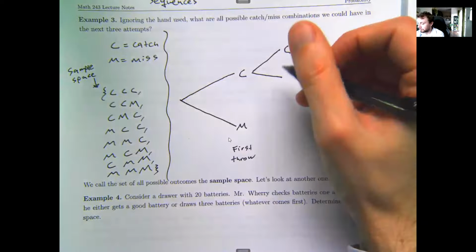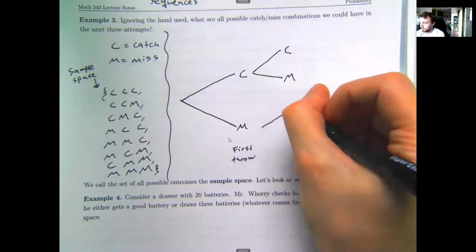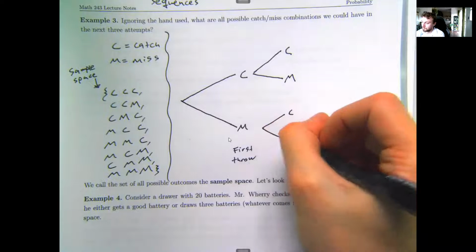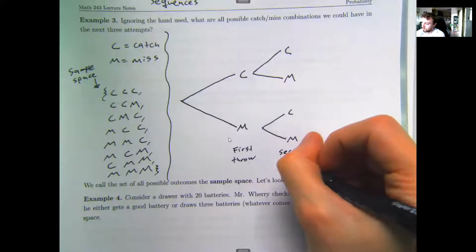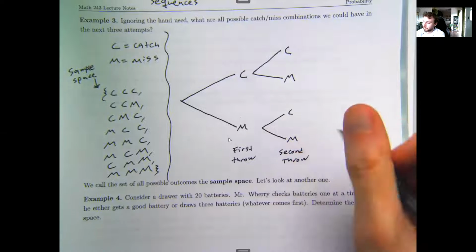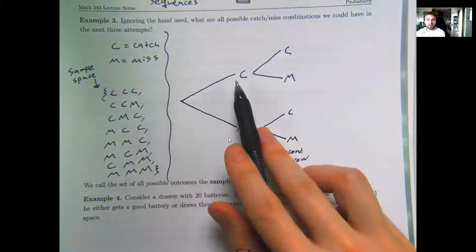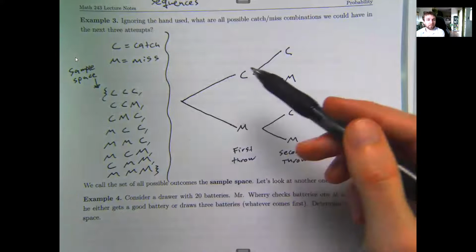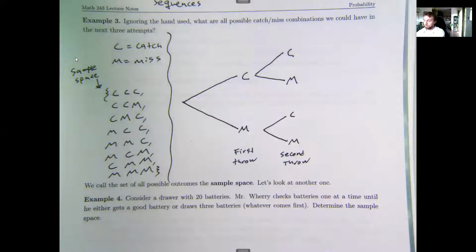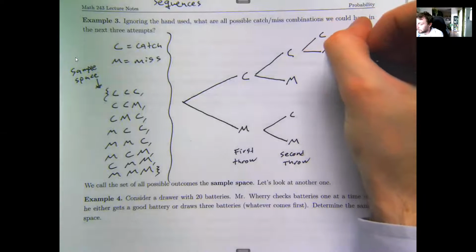I could have a catch and then a miss. So this would represent a catch and then a catch. This would represent catching on the first and missing on the second. So these are doing a lot of work for me to keep track of these sequences to make sure I don't miss them. The third one could be a catch or a miss again.